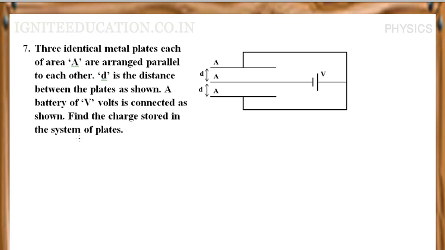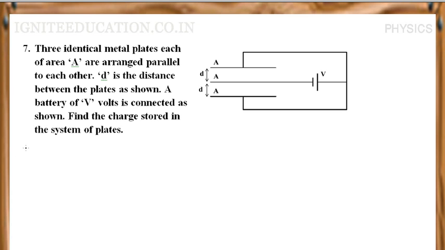See this problem. Three identical metal plates, each of area A, are arranged parallel to each other. D is the distance between the plates as shown. A battery of V volts is connected as shown. Find the charge stored in the system of plates.